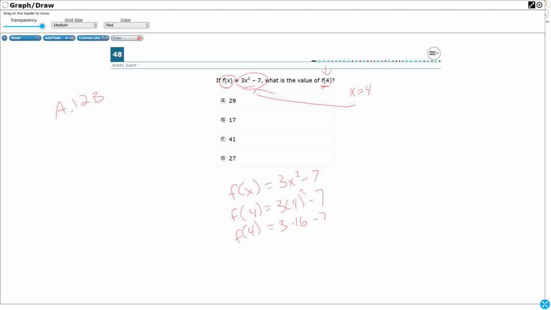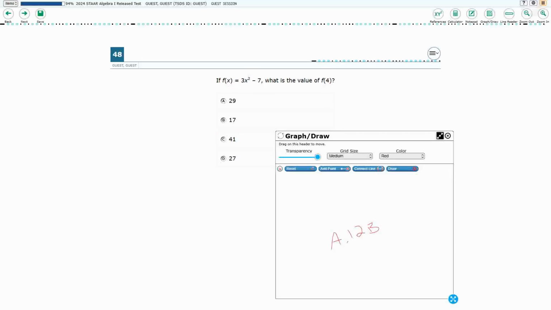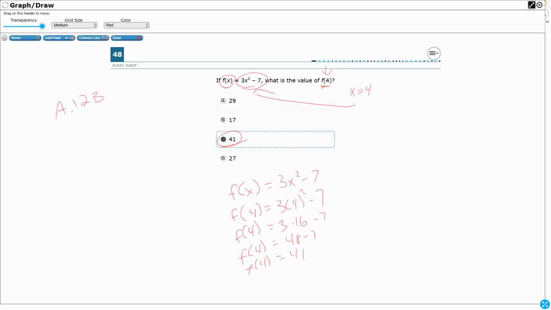Well, I had to square first, then multiply, then subtract. So f of 4 equals 3 times 16 is 48, minus 7. So f of 4 equals 41. And that's it. That's all we need to do. Our answer there is C, 41.